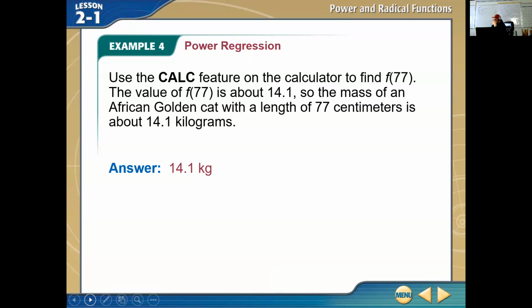Use your resources available to you. If you need help with power regressions, send me an email. There's a bunch of YouTube videos out there on how to do a power regression. Okay, all of the information doesn't change. I'm indifferent if you get it from me or somebody else.